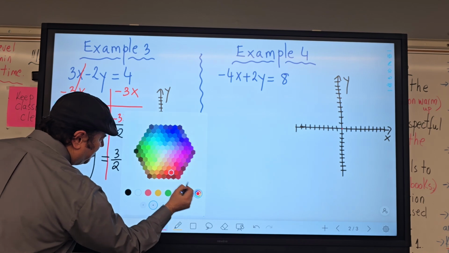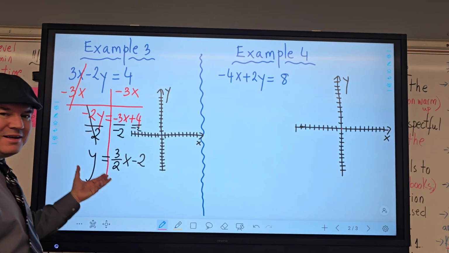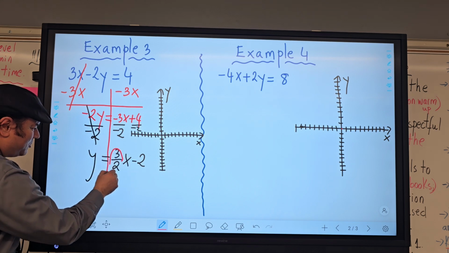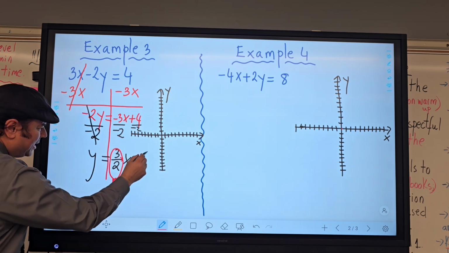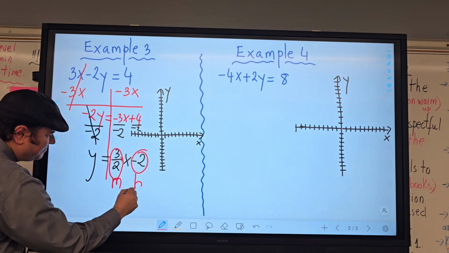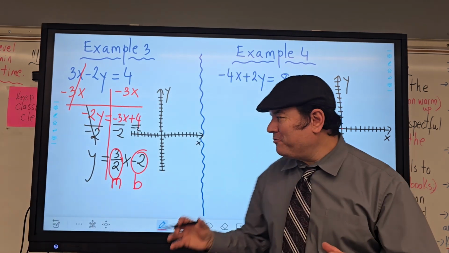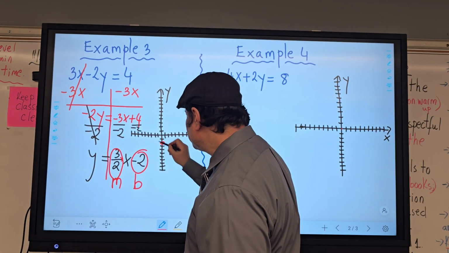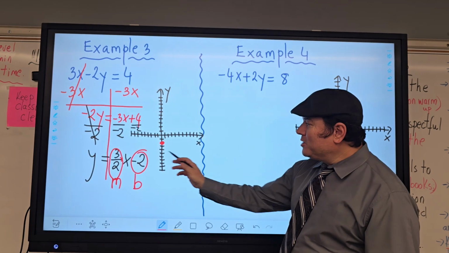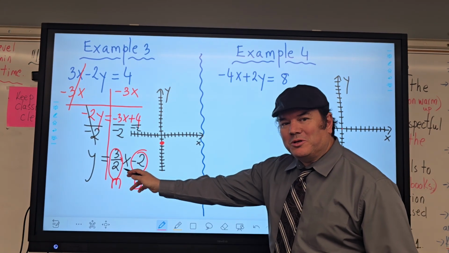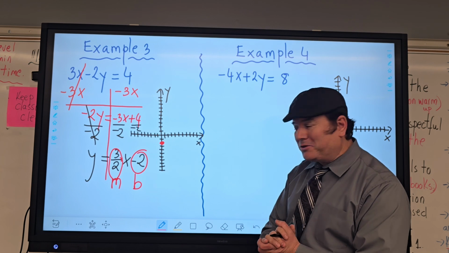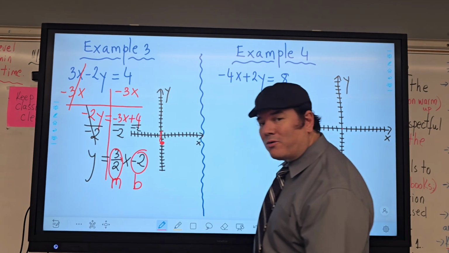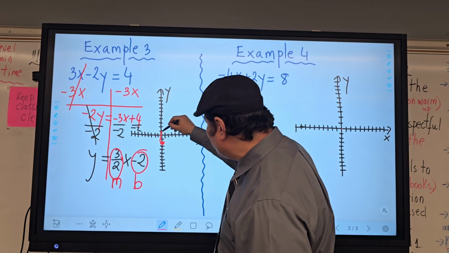And now we are ready to label the slope and the y-intercept. So 3 over 2 is our m, and negative 2 is our b. Remember, we graph b first, so let's go to negative 2 first. And then from there we go 3 units up and 2 units to the right, because both numbers are positive. So the rise is 3 units up, and then the run 2 units to the right.